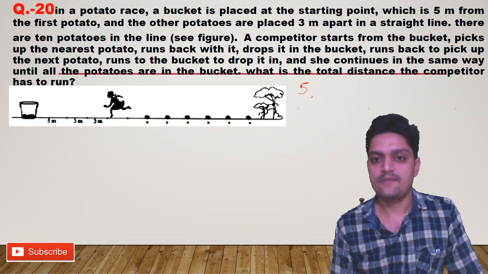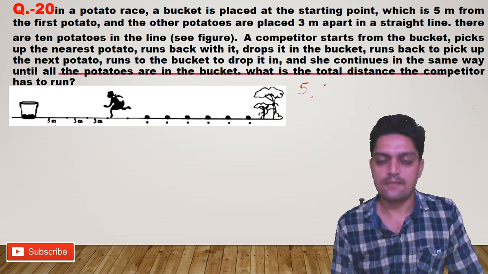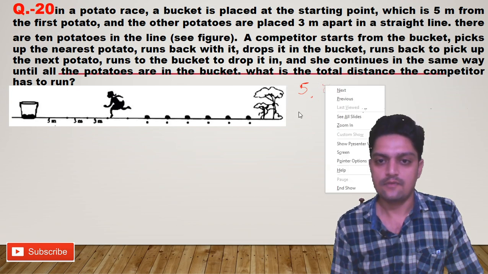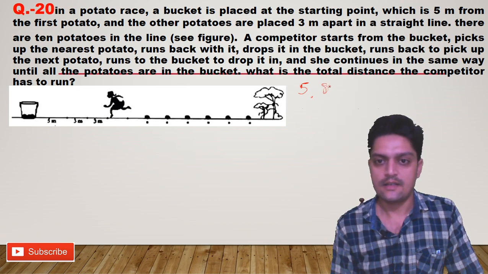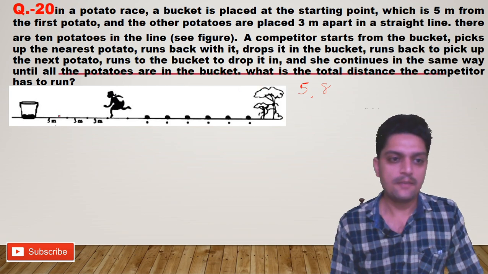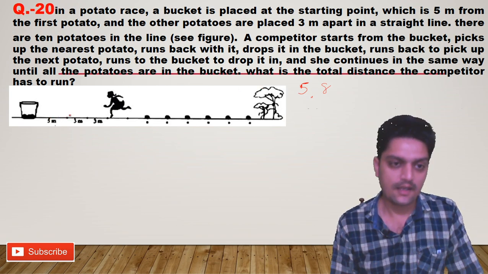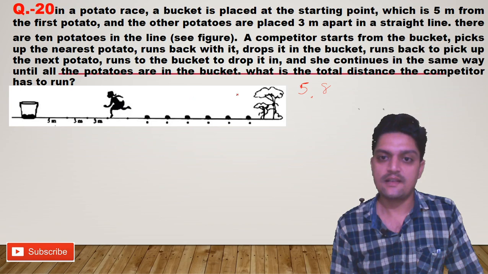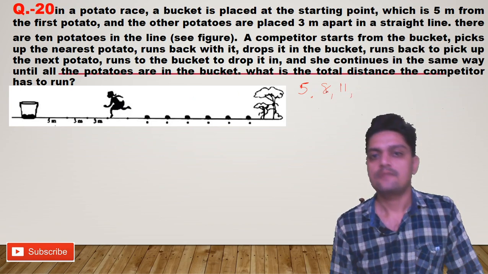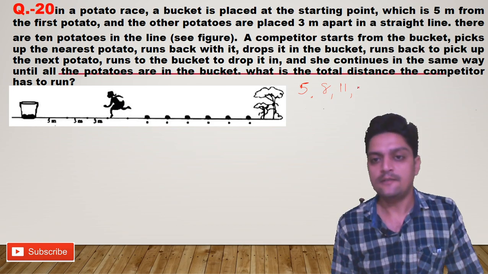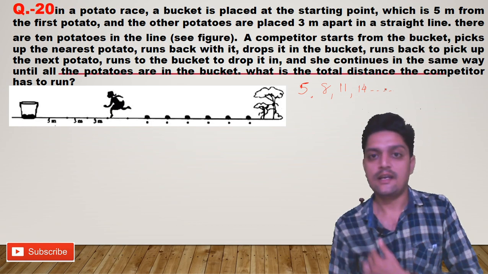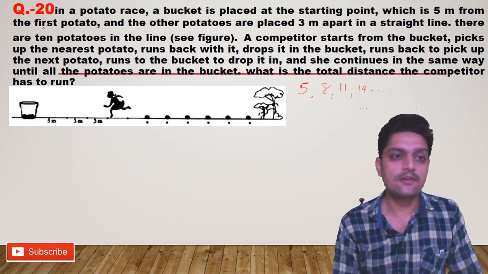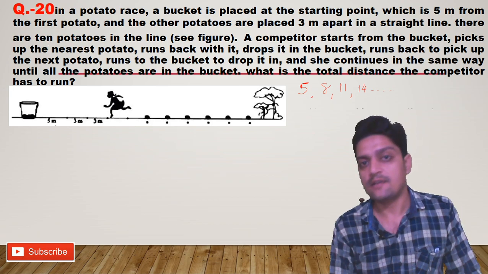The next term is 8. Why? Because 5 plus 3 is 8. Then 8 plus 3 is 11. So the next term is 11: 5, 8, 11, then 14, and so on. So here, how many terms are there in total? There are 10 potatoes in total. So we have to find the 10th potato's distance.